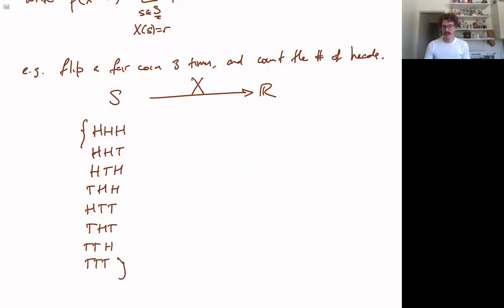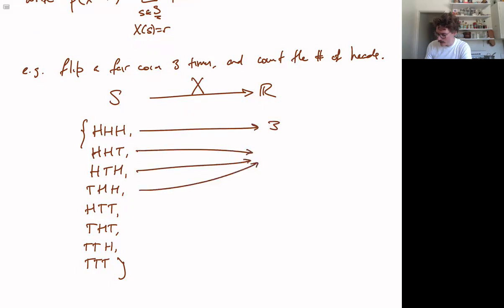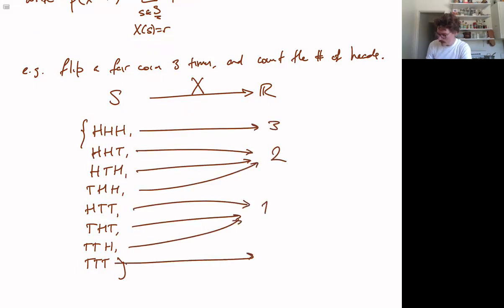And so x, to each outcome in this set, is going to associate a real number. The real number that x is going to associate is just the number of heads in this sequence of flips. So this guy is going to go to 3. These 3 are all going to go to 2. These 3 are all going to go to 1. And this one is going to go to 0. So this is an example of a random variable. It is the random variable that is counting the number of heads in 3 flips of a fair coin.